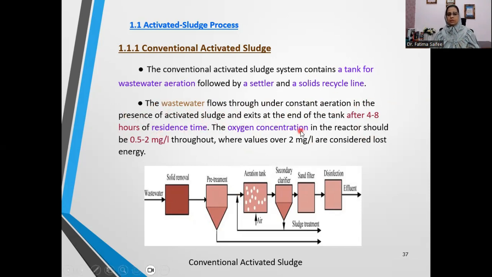The oxygen concentration in the reactor should be 0.5 to 2 milligram per liter. That is the concentration of oxygen which should be present in the activated sludge, where values over 2 milligram per liter are considered lost energy.